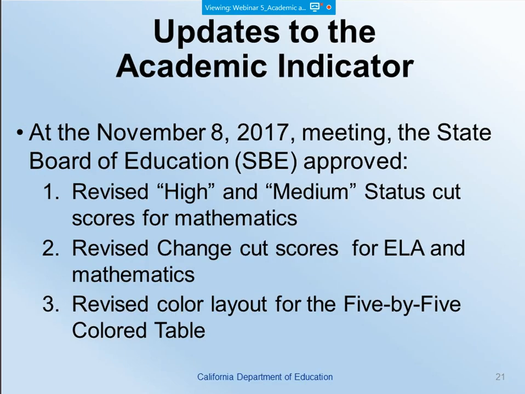So let's look at some of the updates to the academic indicator made last week at the November 8th, 2017 meeting of the State Board of Ed. They approved revised high and medium status cut scores for mathematics. They also approved revised change cut scores for English language arts and math, and a revised color layout for the 5x5 colored table. And we're going to look at each of these in detail.